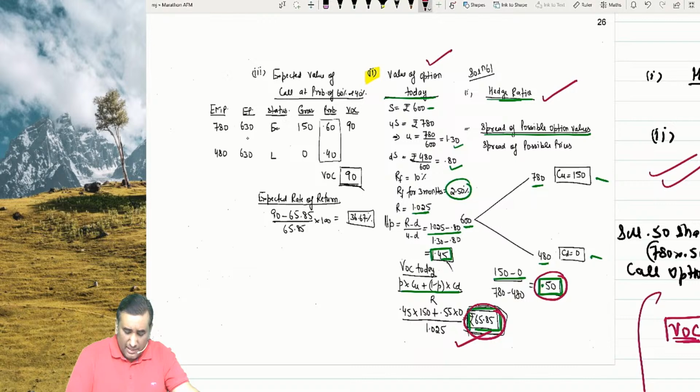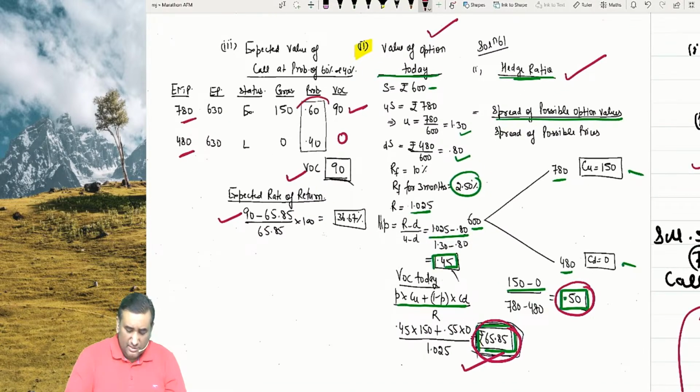If the price becomes 780, you end up earning 90. If the price becomes 480, you end up earning 0. The value of the call would be 90, so 5.85 value becomes. These were not risk neutral probabilities. These were the probable prices. What is the expected value of a call at a probability of 60 and 40 percent? At 40 percent, the value of the call would be 90, and you will get an expected rate of return of 36.67 because you entered at 65.85. So 90 minus 65.85 divided by this.